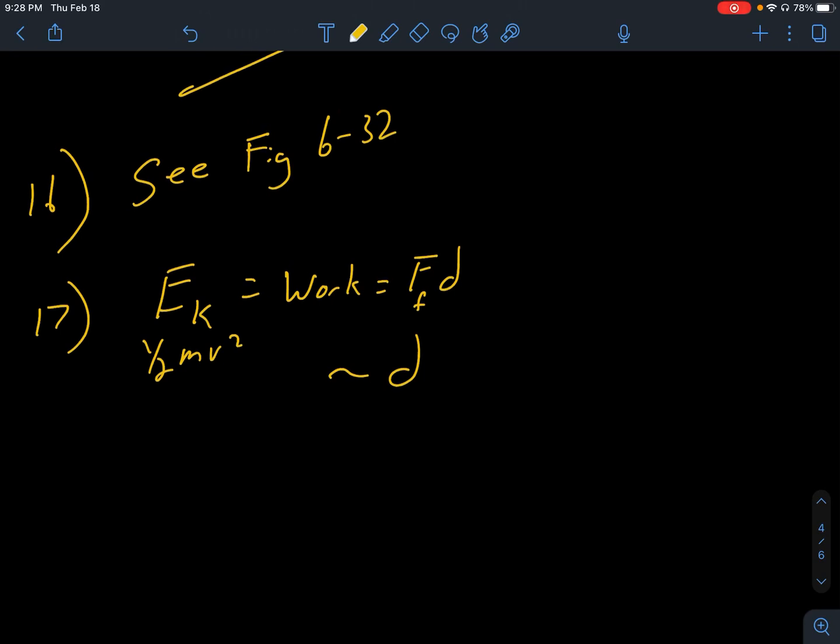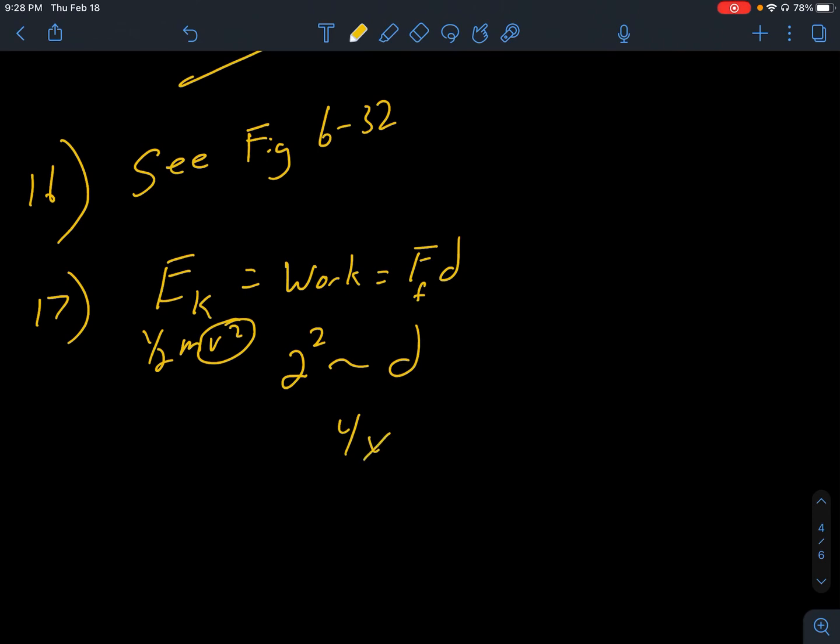I forgot something. Since this is 1/2 mv squared, since the velocity is squared, we're looking at 2 being squared. So since it's going twice as fast, it's not going to go twice as far into that bale of hay. It's going to go 4 times the distance because of the relationship between the velocity and the distance.